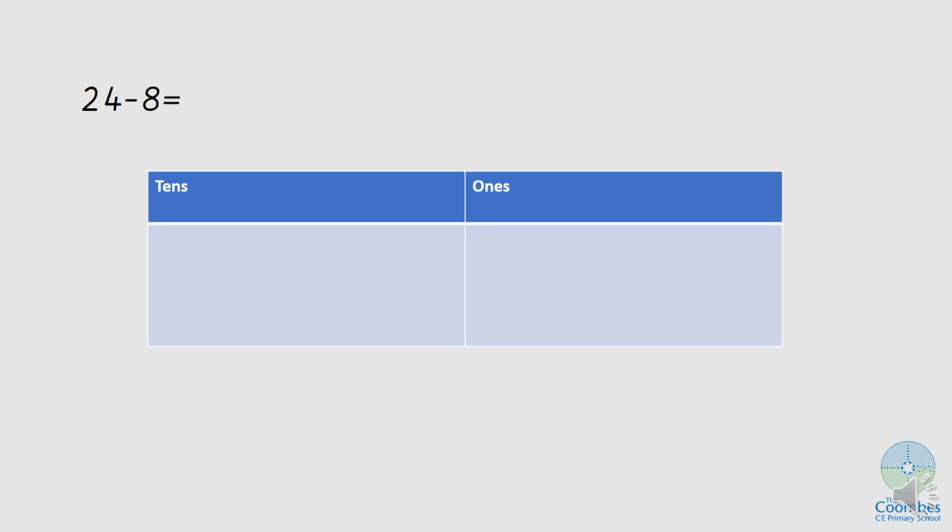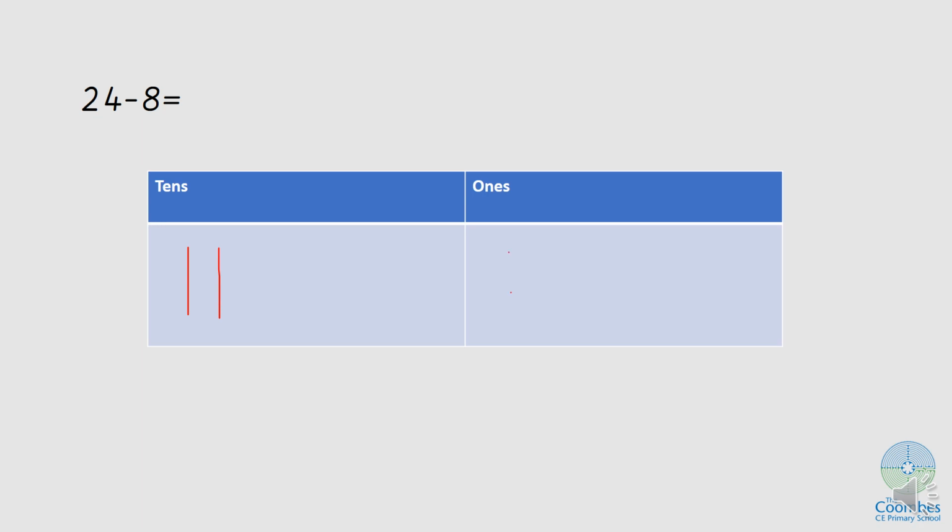Okay, we've got a different sum this time. We've got 24 take away 8. So remember, when we're doing subtraction, our answer should always be smaller than the first number. If you've done them and you've got a bigger number, you probably need to check it. So we're going to split 24 into 10s and 1s. We've got 2 10s in 24, so we draw our 2 10s, because that means 10, 20. And we've got 4 1s.